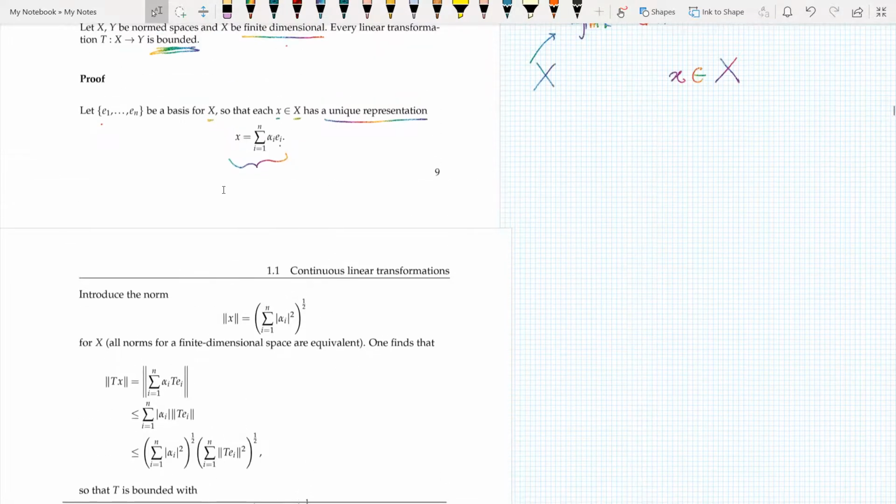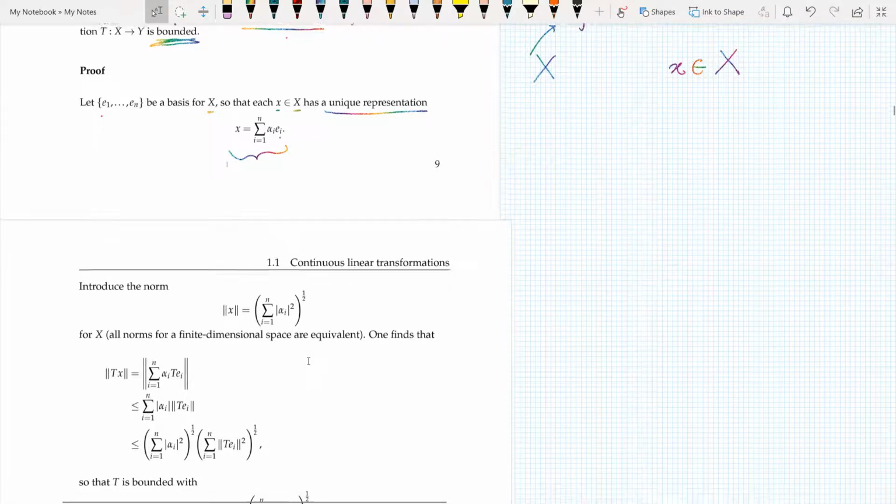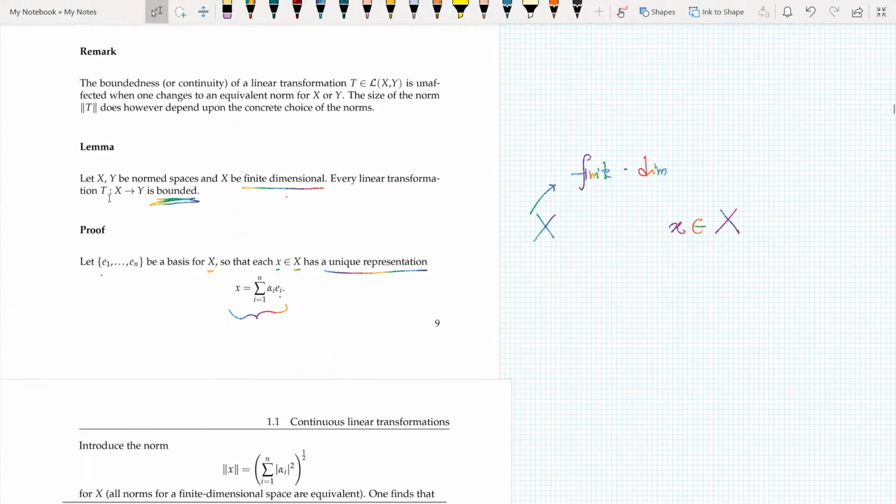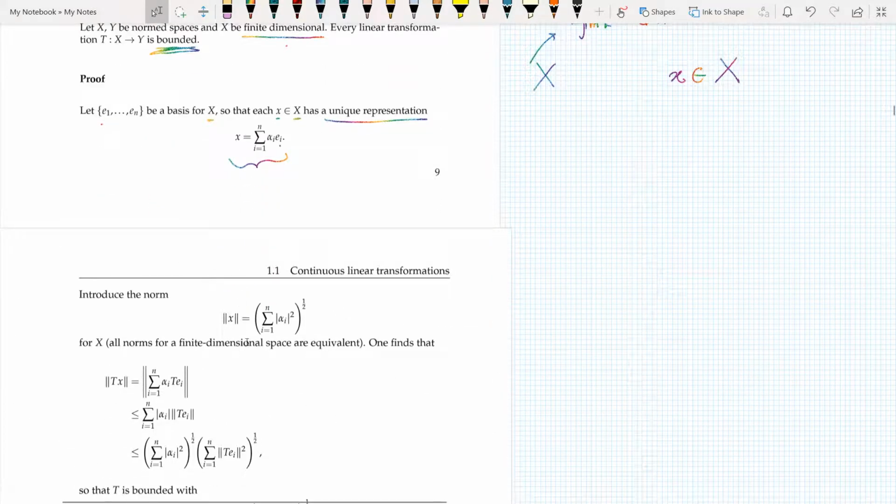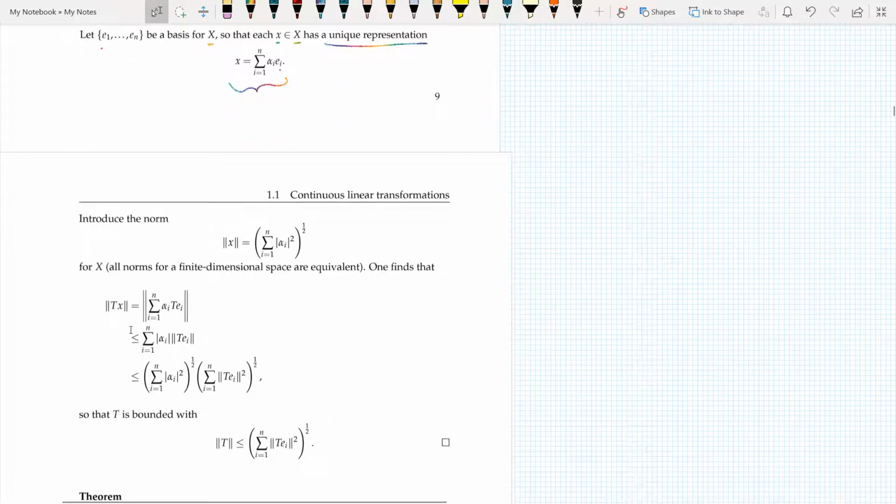And now I introduce a norm. The norm is defined like this. And when I need to show that T from X to Y is bounded, all I need to show is that the norm of T is less than some constant. And the way I do it is I first define a norm on X, and I write my T of x like this.